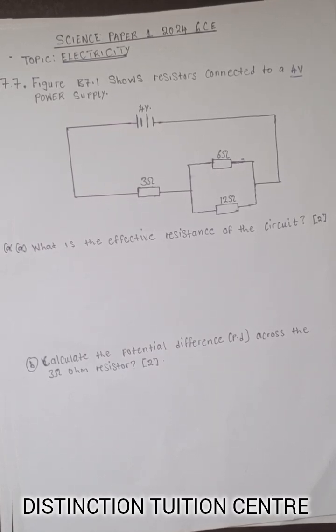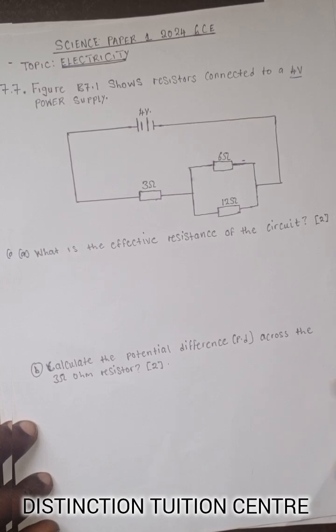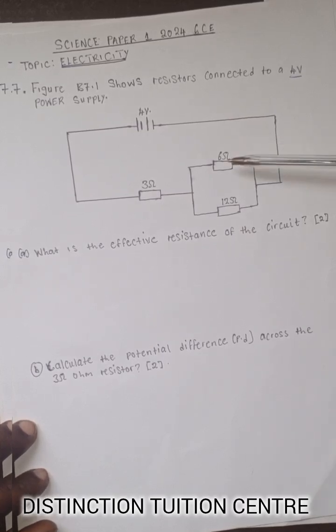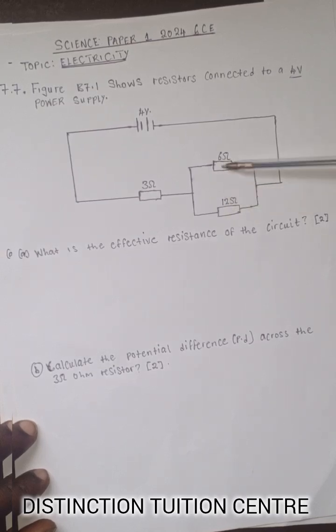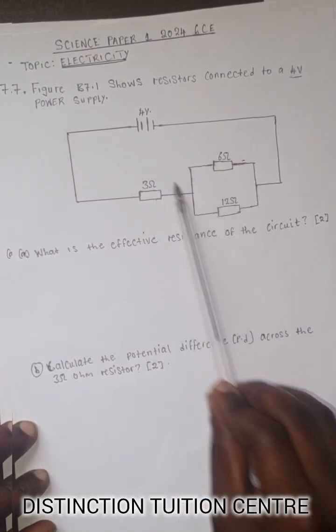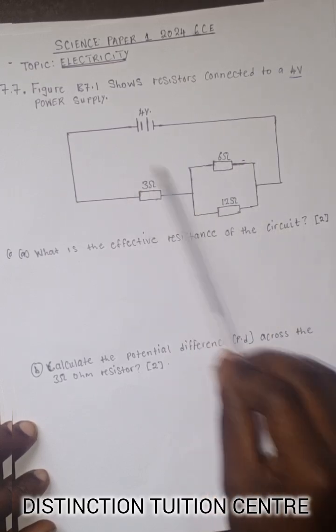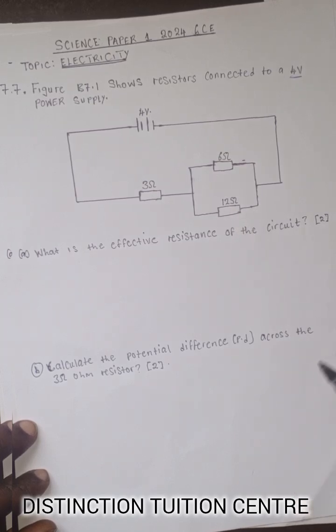Now the question is, how do we find the total resistance, bearing in mind that we have 3 resistors, the 6, 12 and the 3? We need to understand how these resistors have been connected. The 6 and 12 ohm resistors are connected in parallel. In relation to the 3 ohm resistor, these two are connected in series.